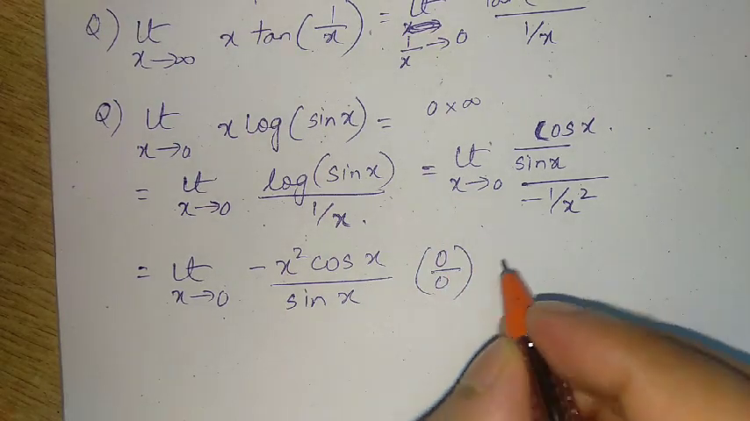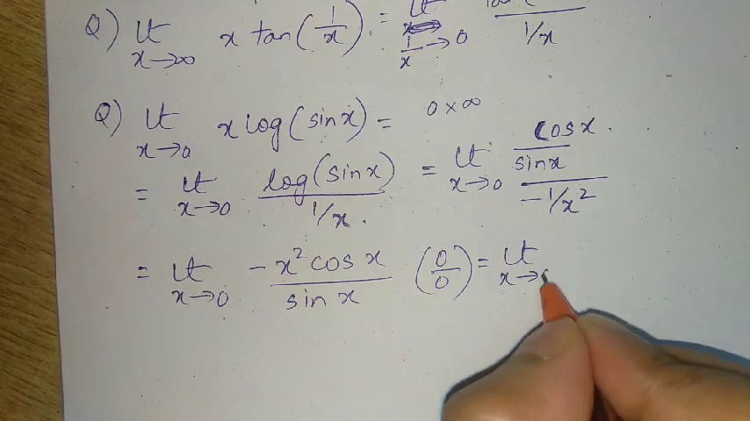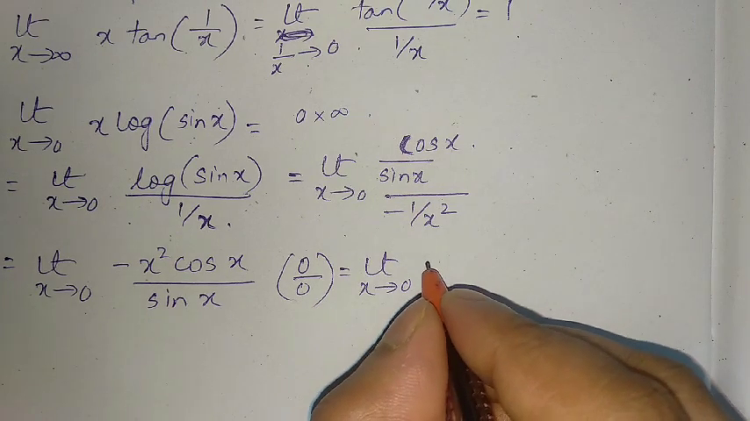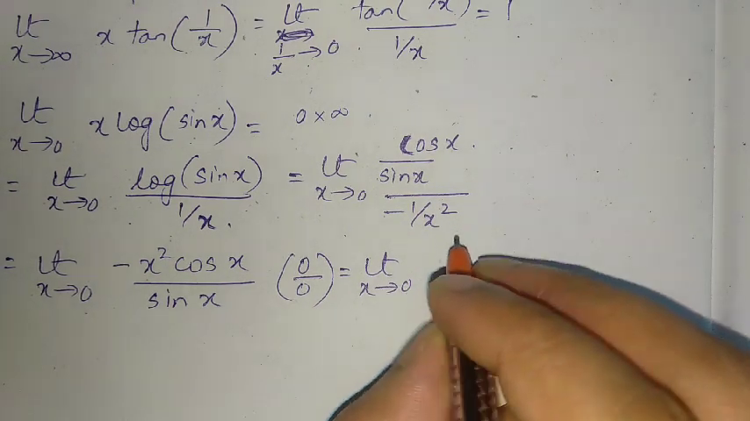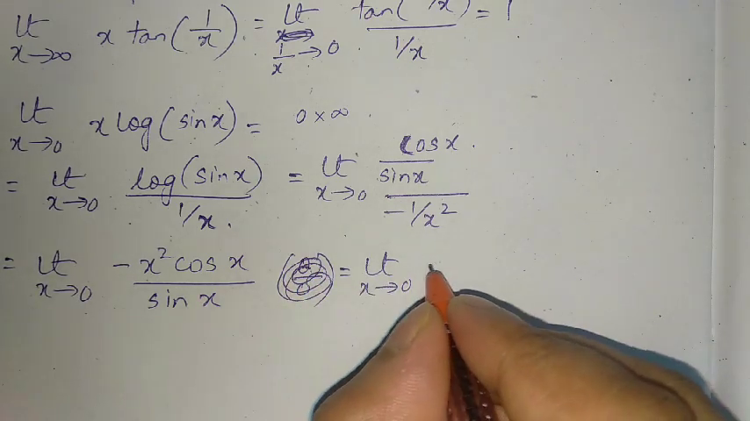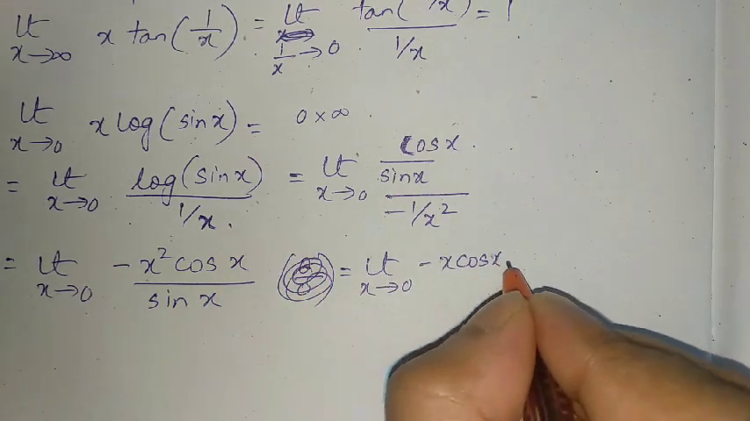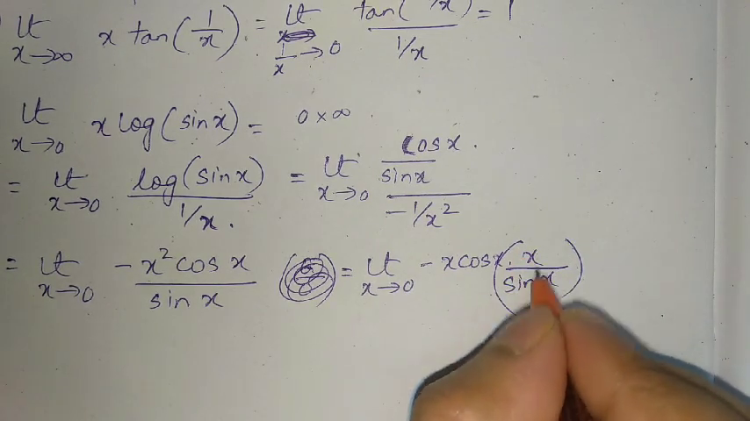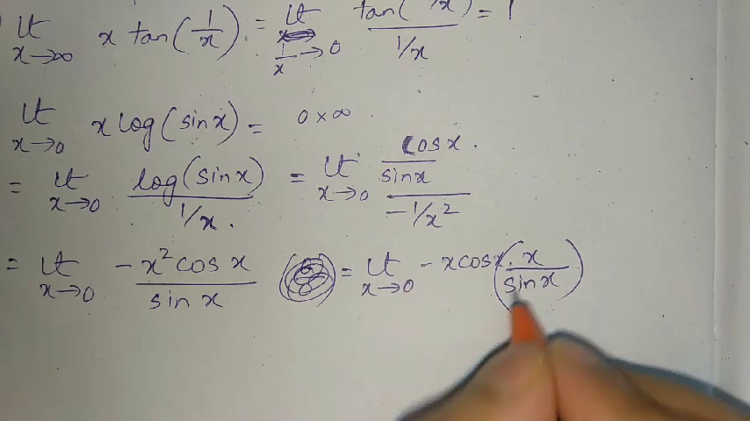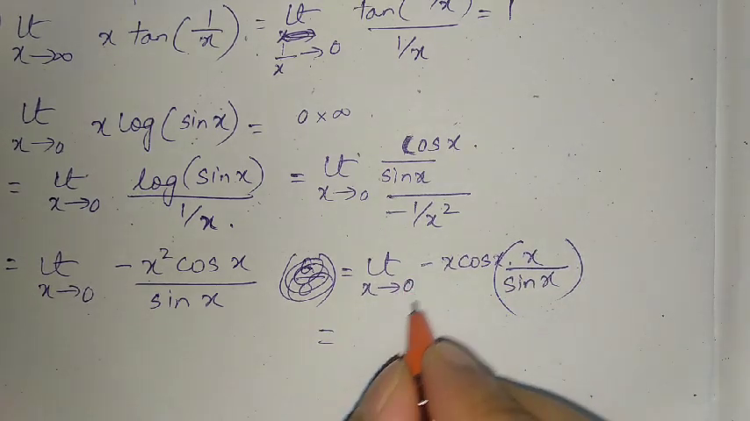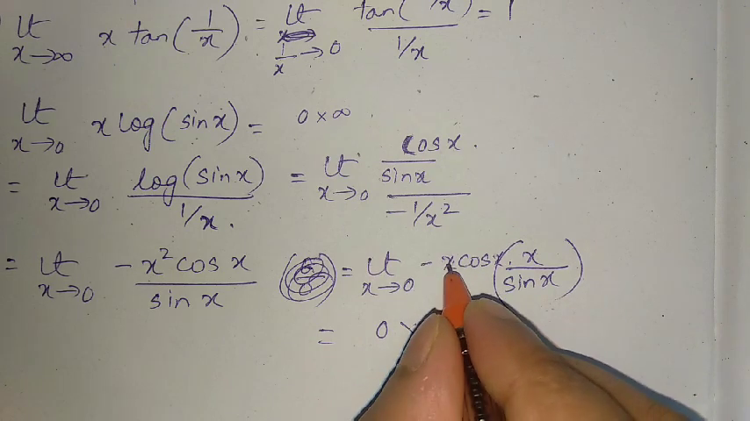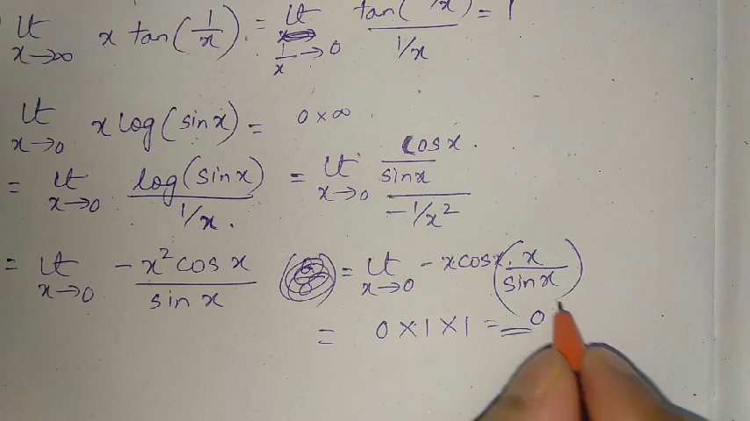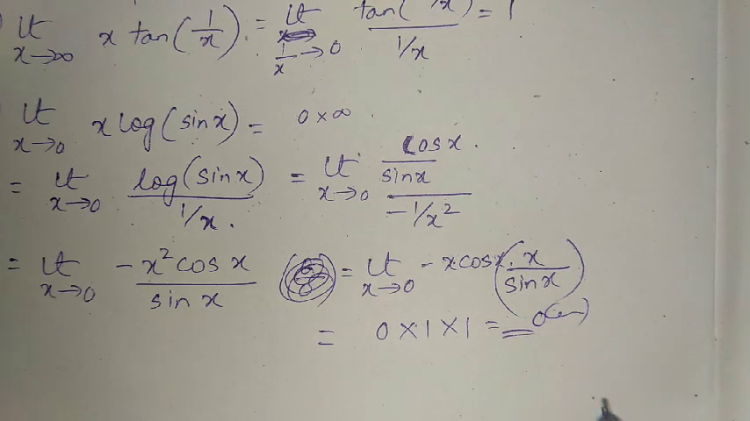Okay, so we can apply L'Hospital again. Otherwise what we can do is, instead of applying L'Hospital, we write minus x into cos x into x by sin x. Now you can see this will be equal to 1, because this is nothing but a reciprocal of sin x by x, where limit x tends to 0. So the final answer will be: this will be 0, this will be 1, and this will be 1. 0 into 1, which is equal to 0. Okay, so this was the question.